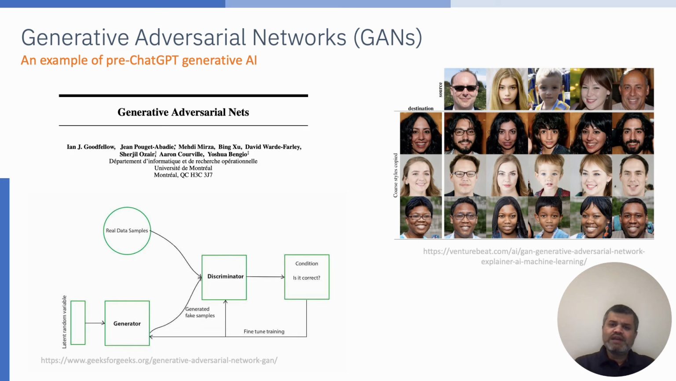On the right hand side, there is an example taken from one of the research papers. On the top, you can see source images. On the left hand side, you see style images, and then the GAN is asked to generate the source image in the style of the style images.